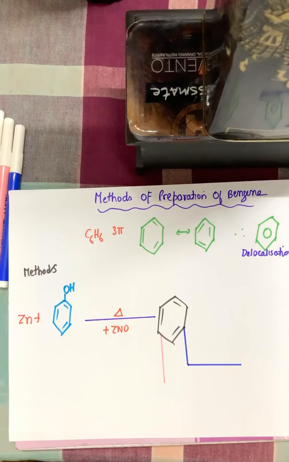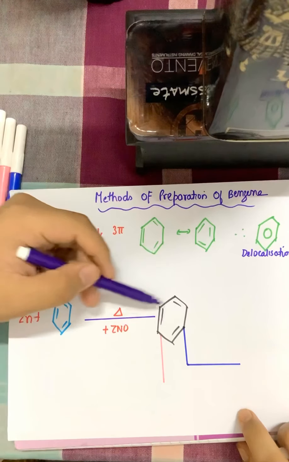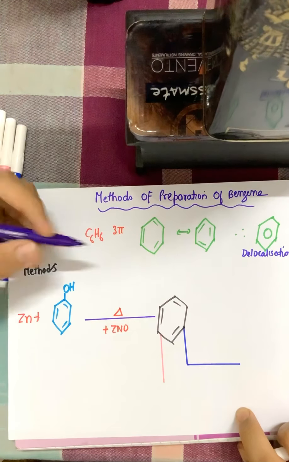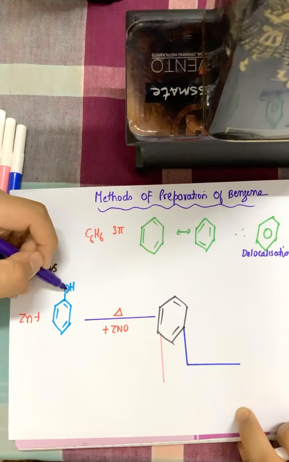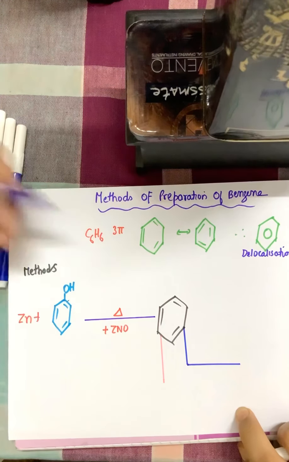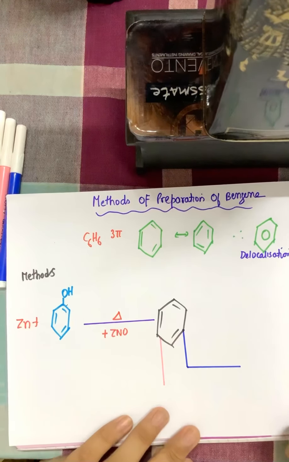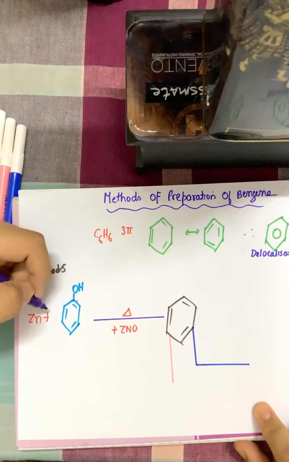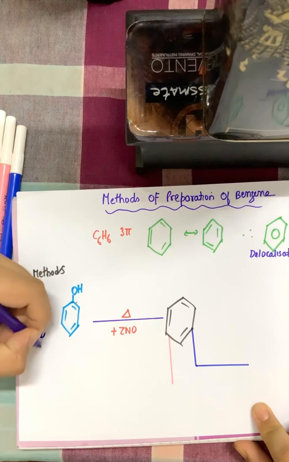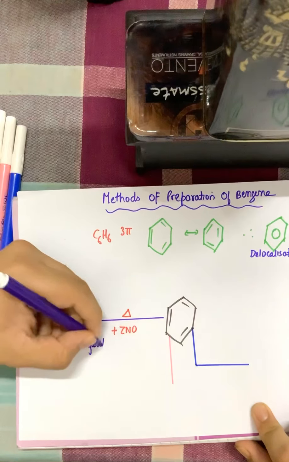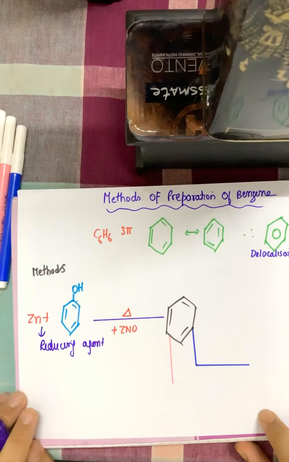Let's try to understand this once again. Phenol is reacting with zinc dust in order to form benzene and giving zinc oxide. So just try to understand. Zinc is getting the oxygen, it is removing the oxygen, and then the rest of it, what is left, is the benzene ring. So zinc is acquiring this oxygen. That means what is zinc here? If it is taking oxygen, it is a good reducing agent. Okay. So hence zinc dust is a good reducing agent.